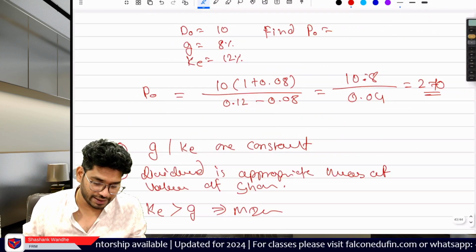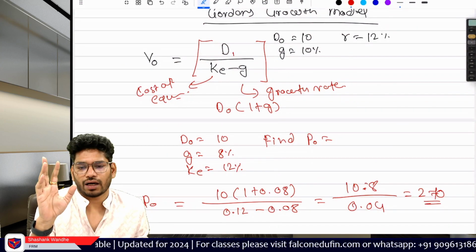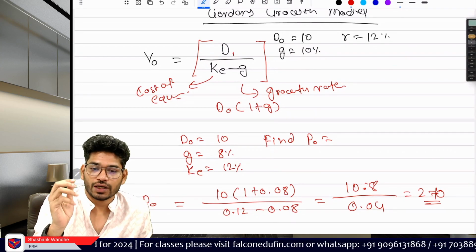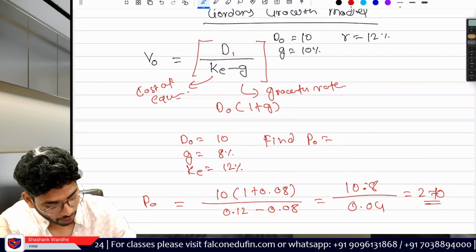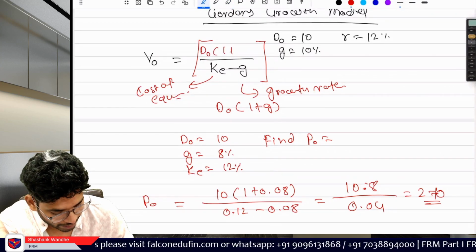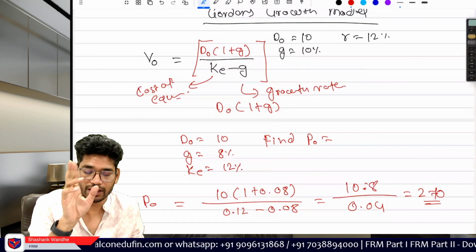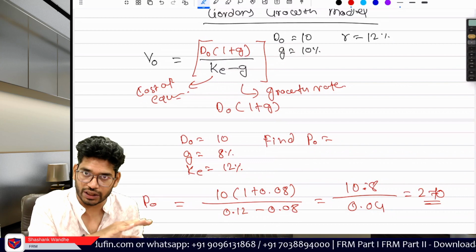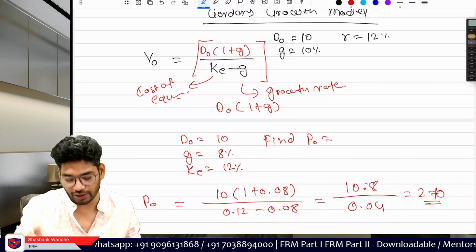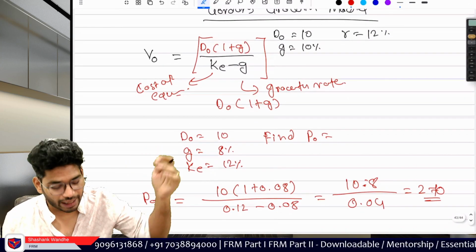If you understand this, then on how to apply it, the general mistake is that some students end up using D0 instead of D1. That's why I gave you the specific formula where this is D1, or you can simply write it as D0 into 1 plus G. So remember the formula like this: if D1 is provided, use D1. If D0 is provided, then D0 multiplied by 1 plus G should be applied. So for D1, never use D0. D1 simply means the dividend at time T1.